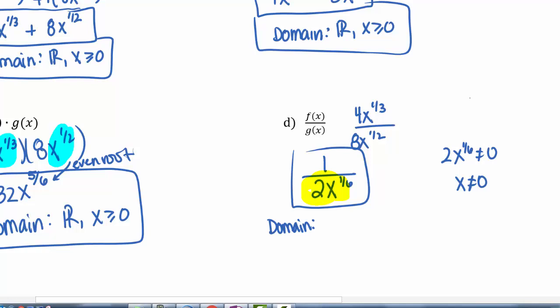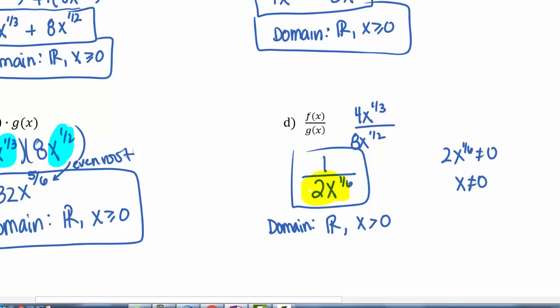So now I have to combine all real numbers, x is greater than or equal to 0, and x can't be 0, all into one domain. Okay, and the way I'm going to do that is I'm going to write it like this. All real numbers, and x is greater than 0. Okay, because it still has to be positive because of this even root. But it can't be 0 because it's in this fraction.